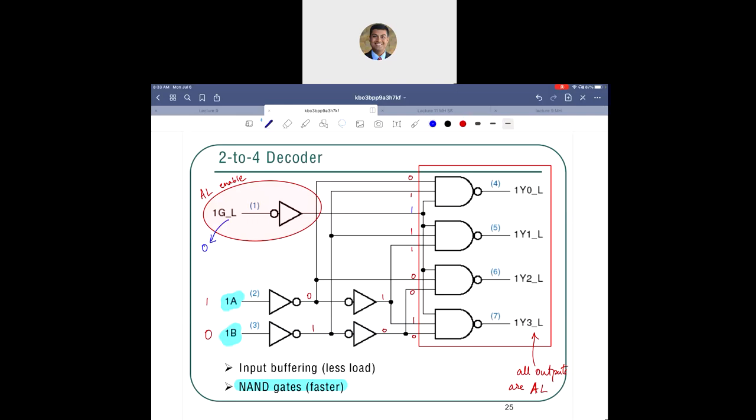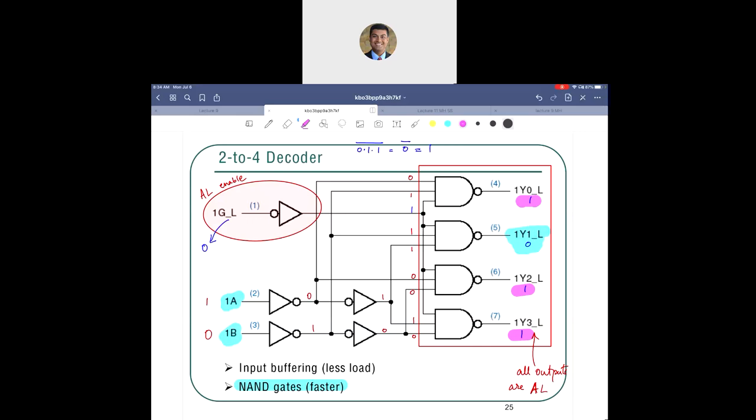No. If all the inputs, so I need say 0 and 1 and 1, right? So that will be 0 complement, which is 1. So I get a 1 there, I get a 0 there, I get a 1 there and a 1 there, right? So even if I have one of the inputs to be 0, then the output will be 1. So which output has become active here? It is Y1 underscore L, which has become active here. All the others are inactive.